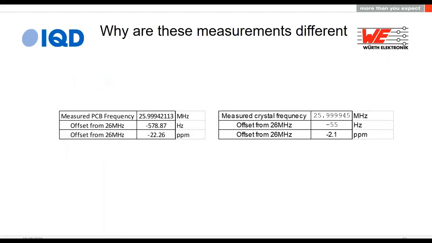But the really important thing is, if you were able to pay attention, the frequency that we measured when we were on the PCB was minus 22 parts per million, and the frequency off the PCB of the crystal on its own is minus 2 parts per million. So we got a 20 ppm shift in frequency happening, and we need to understand why that's happening.